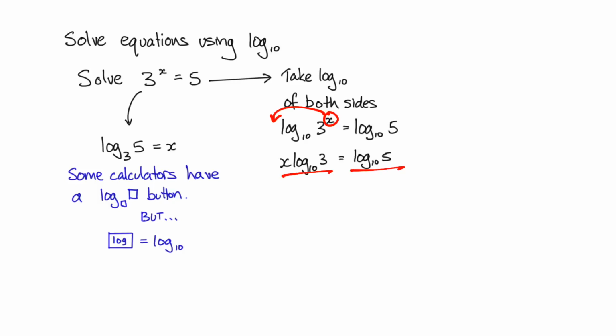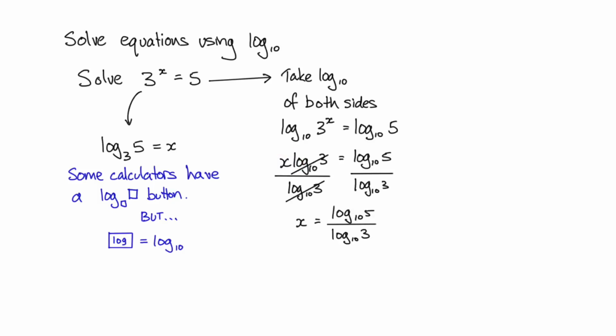Okay, how do I get rid of this bit? Because I'm trying to get x on its own. Well, I divide both sides by log base 10 of 3. Whatever I do to one side, I have to do to the other. And just like we would do in algebra, the reason I've done that is now I can cancel out the log base 10 of 3. Which is great, because my goal, remember, was to get x on its own. So here's what we've got so far.